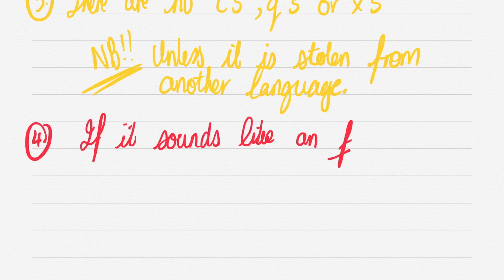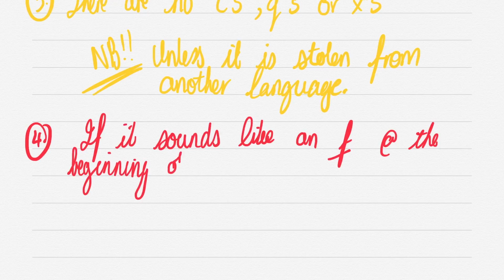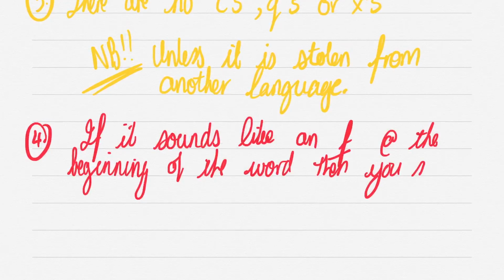if it sounds like an F, that's an F in case you're not sure, then you're going to use the letter V. The letter V is the letter that one uses for the F sound in Afrikaans, so you make sure to use V instead of F.